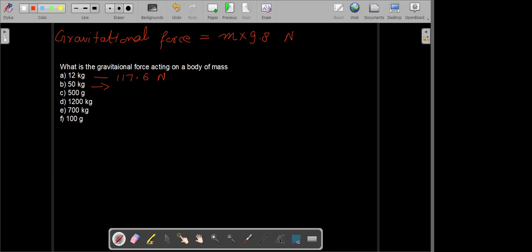What's the answer? Everyone should be ready with the answer. Venkat Rudra, what's the answer for B? Sir, is it 490.0 Newton? Okay, 490 Newton. For C. Sir, it will be 4900 Newton.